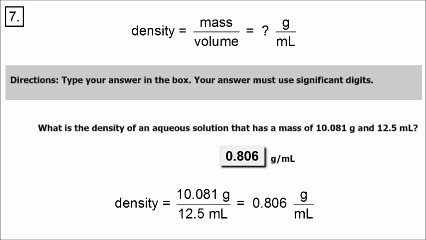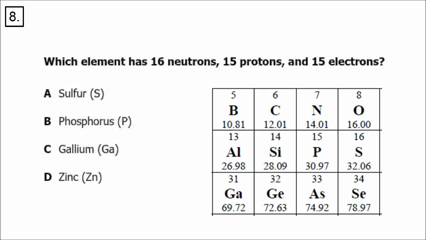0.806 grams per milliliter. Number 8, which element has 16 neutrons, 15 protons, and 15 electrons?